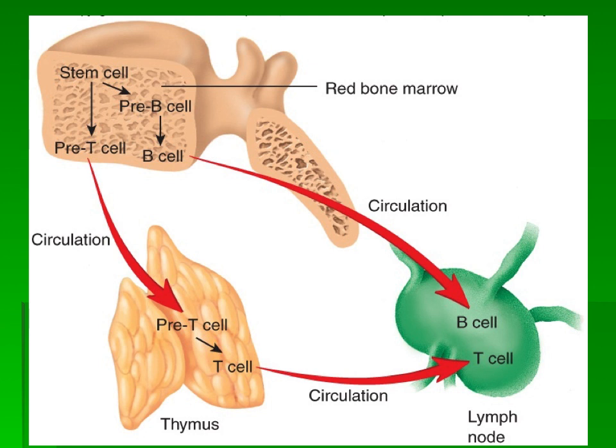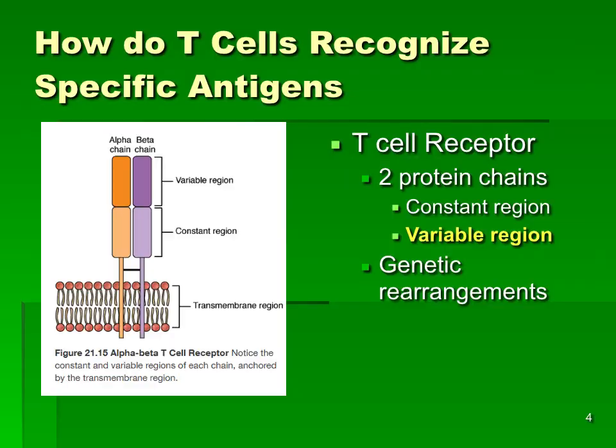Lymphocytes all look similar, but some of them mature in the thymus and they become T cells. Others don't need to go to the thymus. They'll go into the circulation. They'll mature right in the red bone marrow, and they'll become active in lymph nodes. But this whole system is the response of lymphocytes.